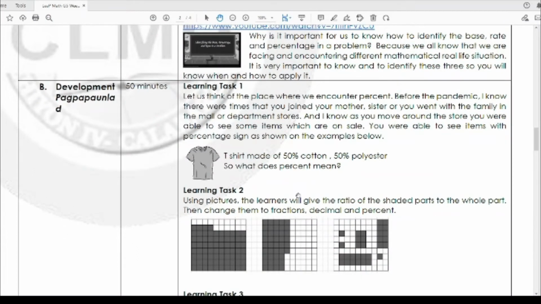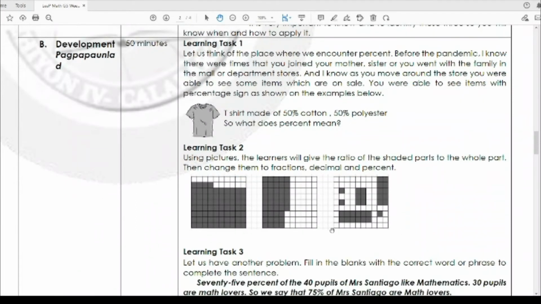After that, you may now move to learning task number 2. Using pictures, the learner will give the ratio of the shaded part to the whole part, then change them to fractions, decimals, and percent. So our first figure, you will write below the fraction, fractional equivalent, the decimal, and percent. So these three figures have three answers.